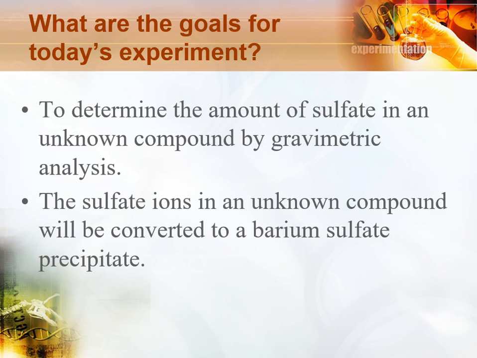And specifically what we're going to do is take the sulfate ions that are in our unknown and convert them to a barium sulfate precipitate, which we can then weigh and use as a measure of how much sulfate was present in the unknown initially.